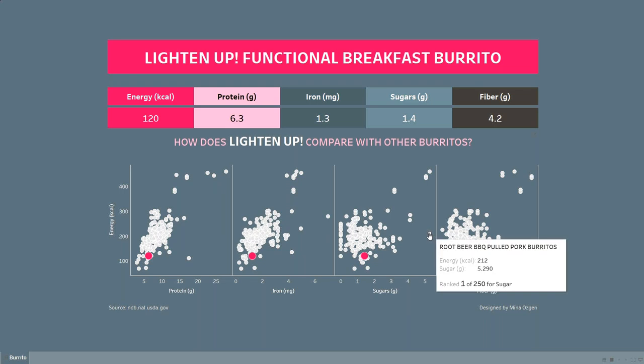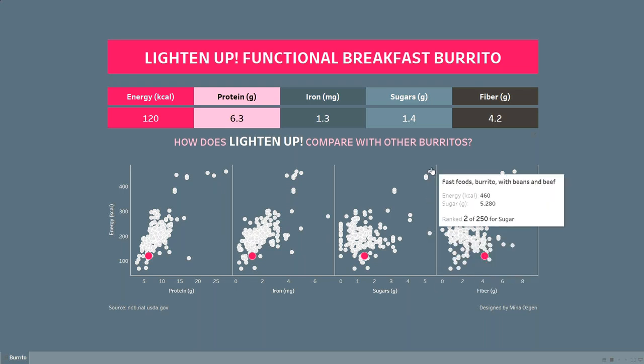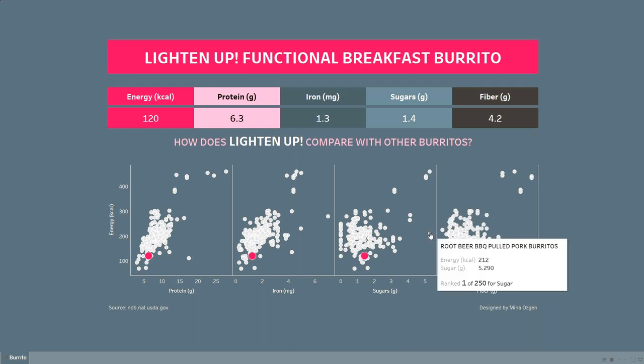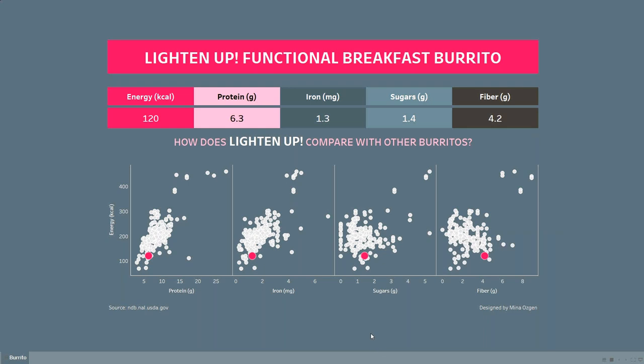Root beer barbecue pulled pork burrito. This one just has a lot of everything. This is just generic fast food. That's horrible. Bet it tastes good. It's got no actual real food in it, probably.